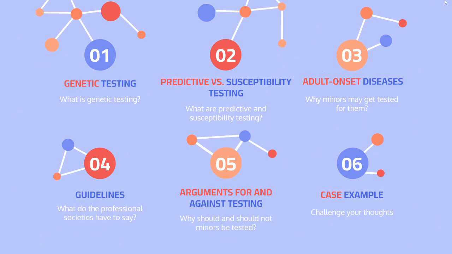This module will discuss the following topics: genetic testing, predictive versus susceptibility testing, adult onset diseases, existing guidelines for testing minors for adult onset diseases, arguments for and against testing minors for adult onset diseases, and lastly, a case example to have you think about whether minors should or should not be tested for adult onset diseases.